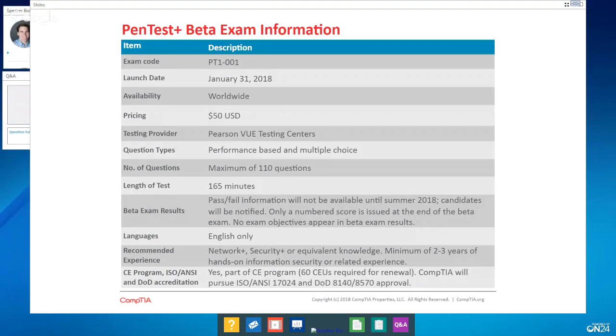As far as the results go, you'll only get a pass-fail if you have anyone on your team that's going to be taking this.